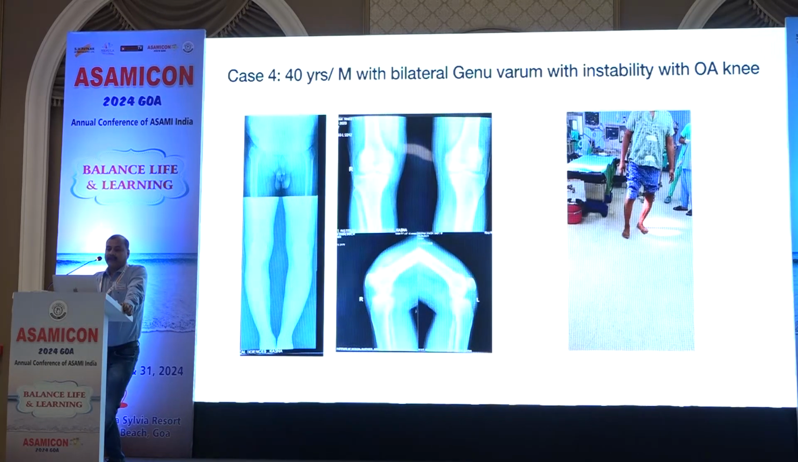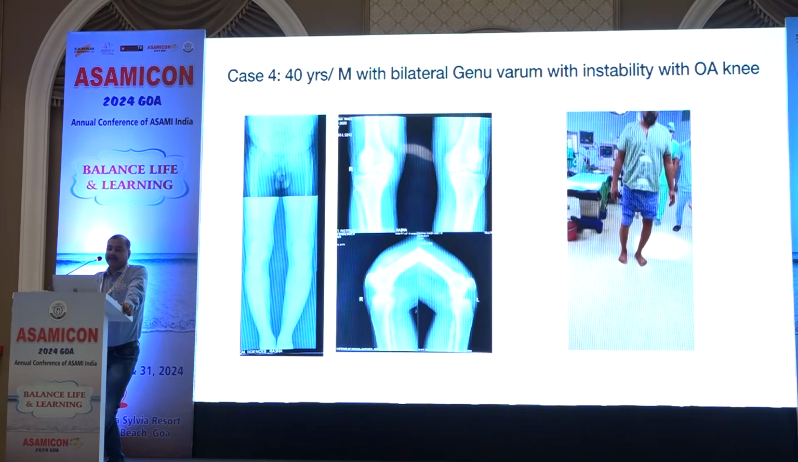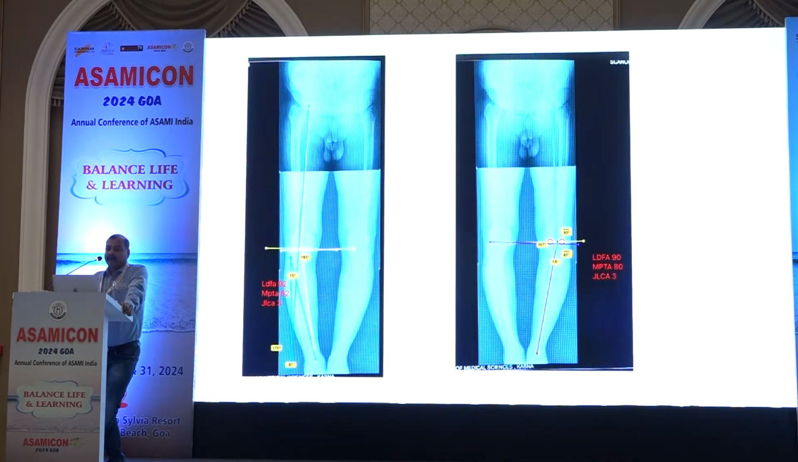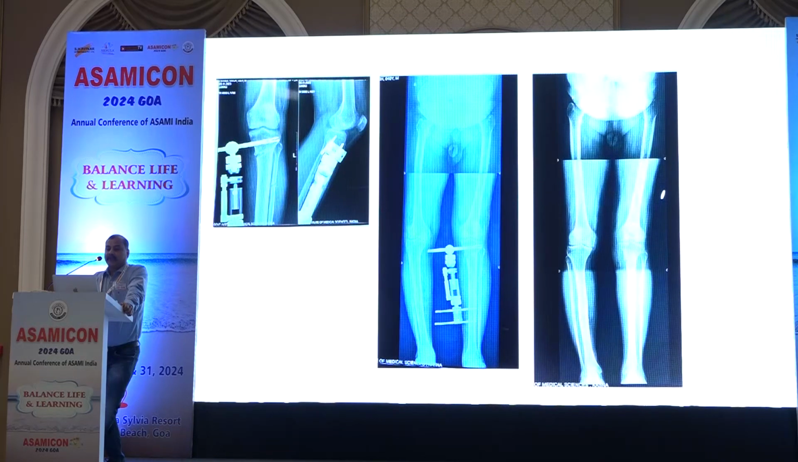And a 40-year-old male with bilateral genu varum, having symptoms for 3 years, who was hardly able to walk a few meters. The malalignment test showed deformity of both femur and tibia on the right side and tibia on the left side. So we did correction by Orthofix on the left side.